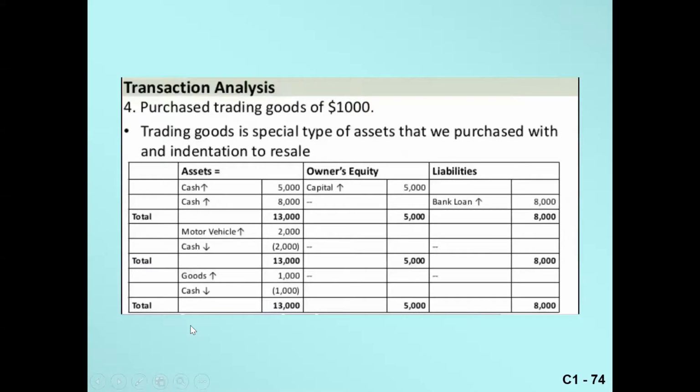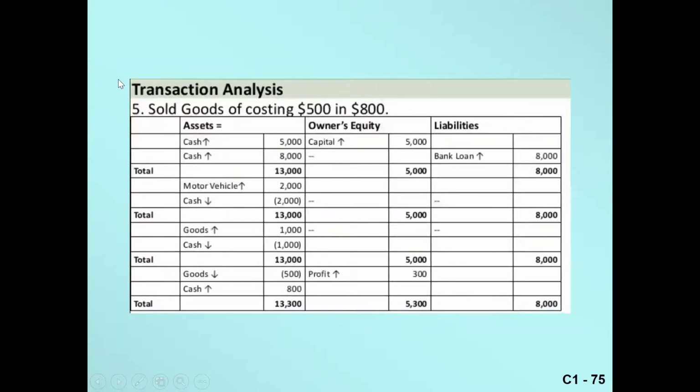Then purchase trading goods for 1,000. So goods will be increased by 1,000, cash will be decreased by 1,000. The total of assets is still 13,000. However, in assets we have cash, motor vehicle, and goods. Okay, and then sold goods costing 500 for 800, which means the goods worth 500 were sold for 800. So we can see in here cash will be increased by 800, goods will be decreased by 500. And then since we sell for more than the cost, we get a profit of 300.